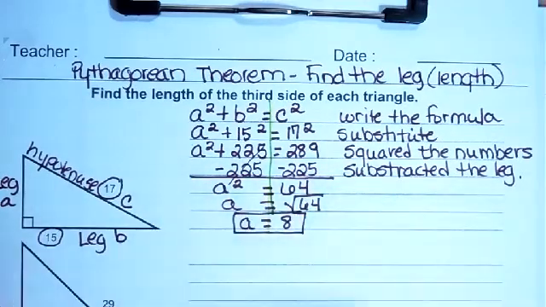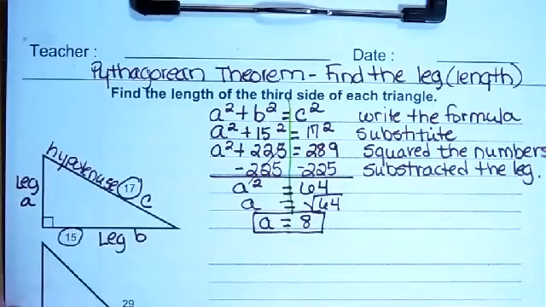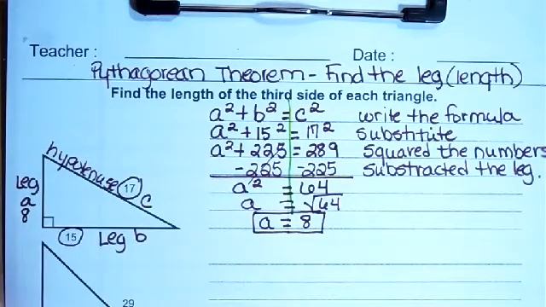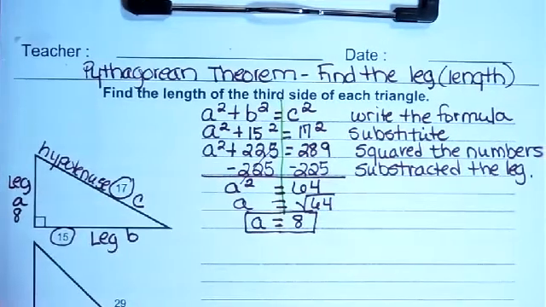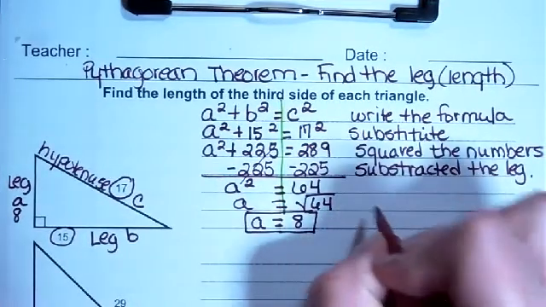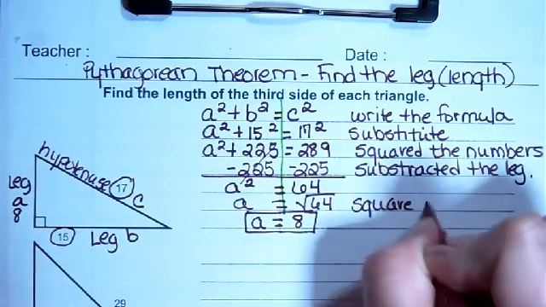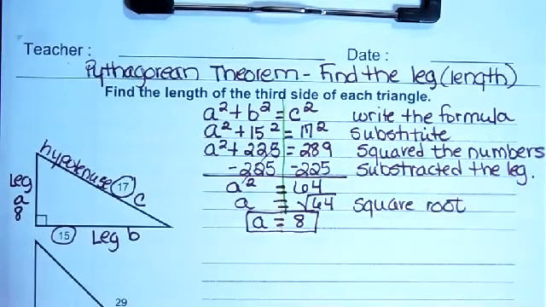So what that means is in my picture over here, that leg A is really going to be 8 units long. Okay, now let's go back right here to our steps and write down what we did here. What did we do? We took the square root. Now, at this point in the video, if you need to stop so that you can finish copying this information down, go ahead and pause the video, copy down your notes, and then you can press play again.